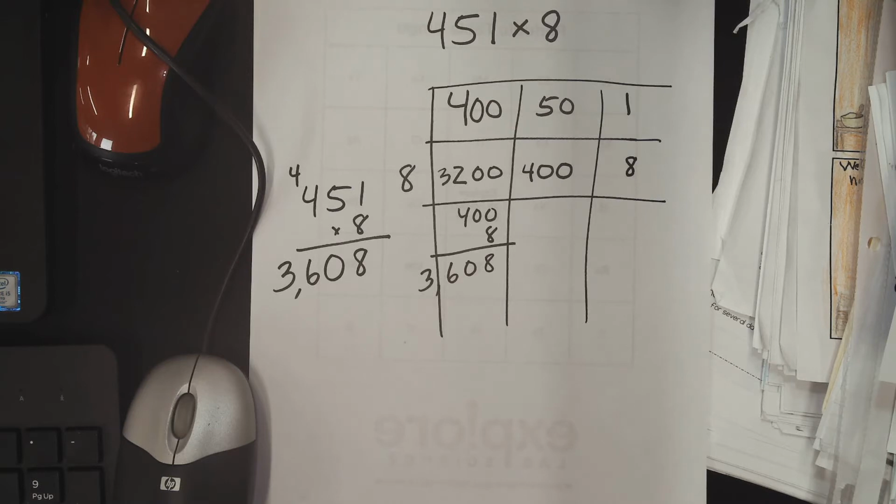I technically just did the thing in my head. I just did 8 times 1 is 8 and 8 times 5 is 40. I keep a 0 and put 4 on top of that. And then 8 times 4 is 32 plus 4 is 36. I just did it in my head.